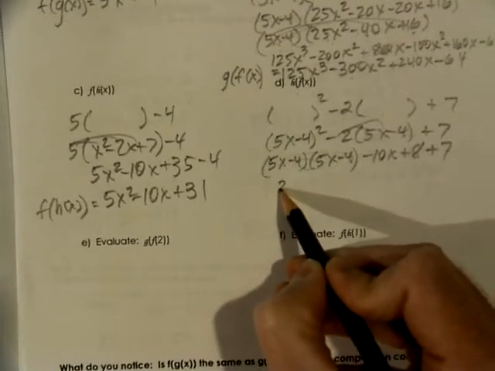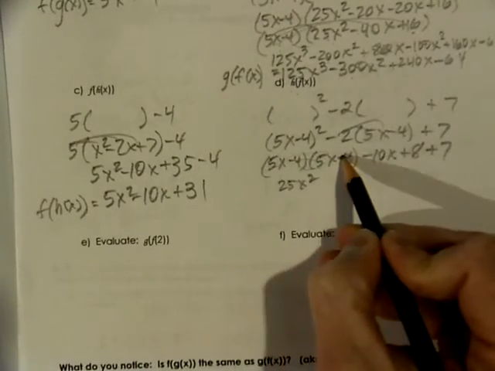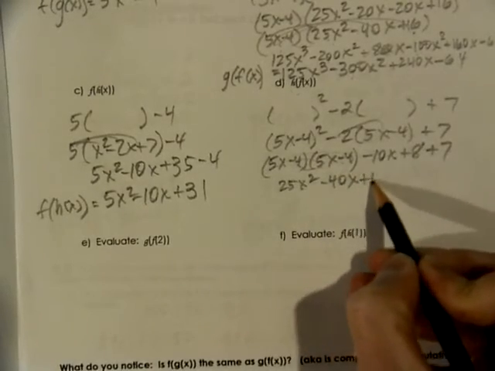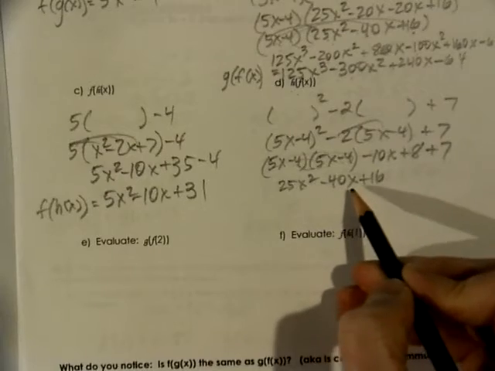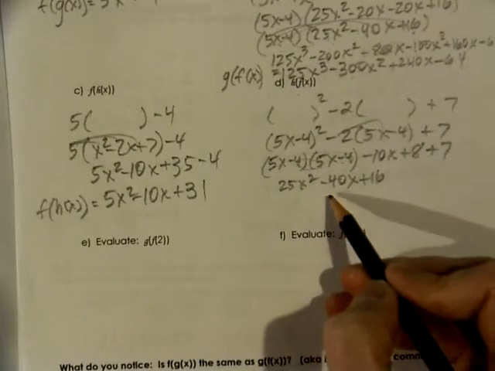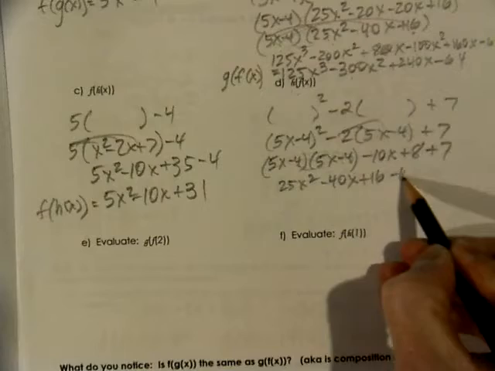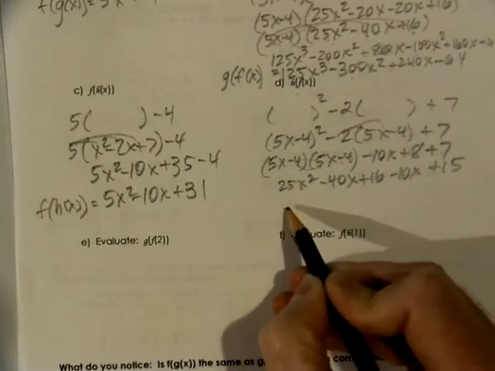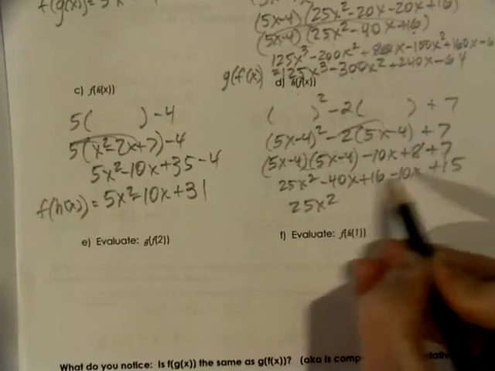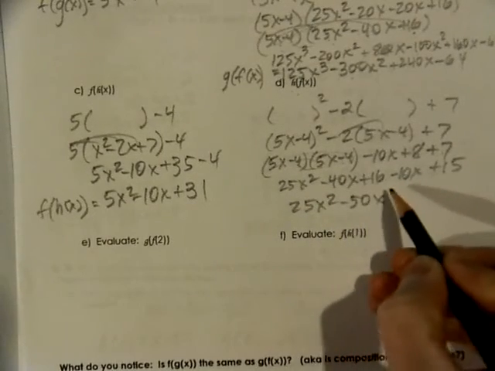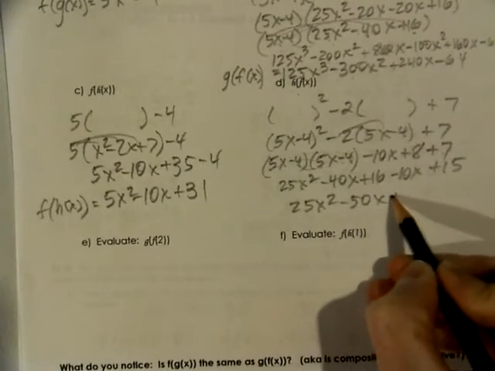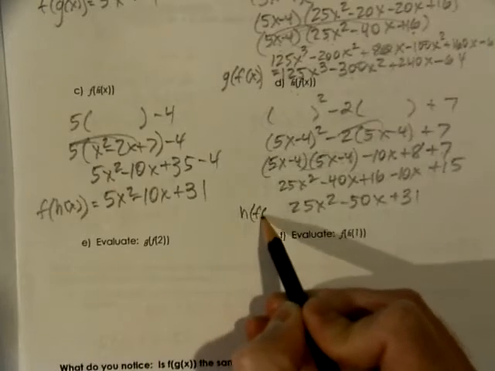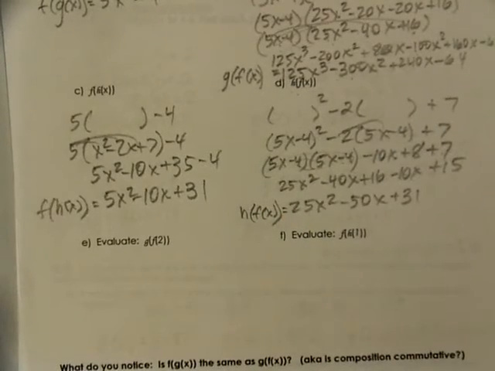FOIL this together. We get 25x squared. A 20 and 20 makes negative 40x plus 16. That's a perfect square trinomial. You're squaring a binomial. Minus 10x plus 15. 8 and 7 is 15. Then our final step is to collect our like terms. Negative 50x plus 31. That is h of f of x.